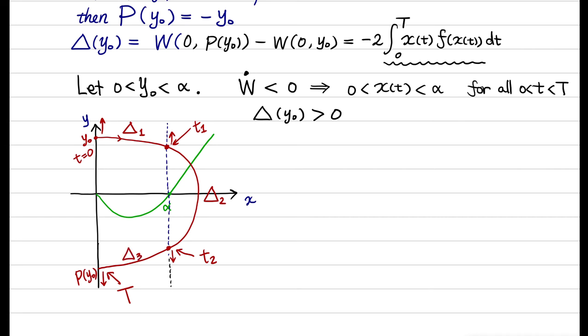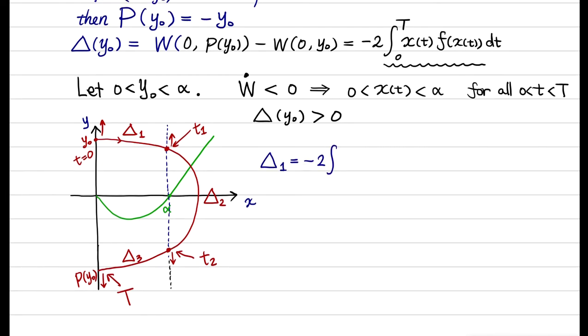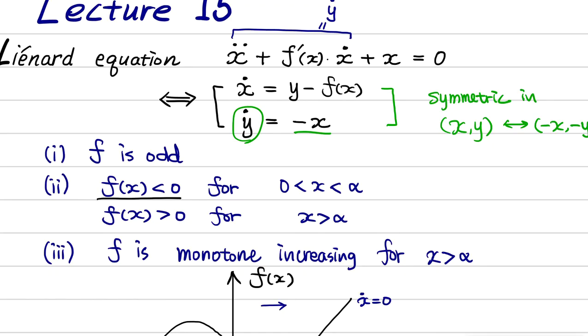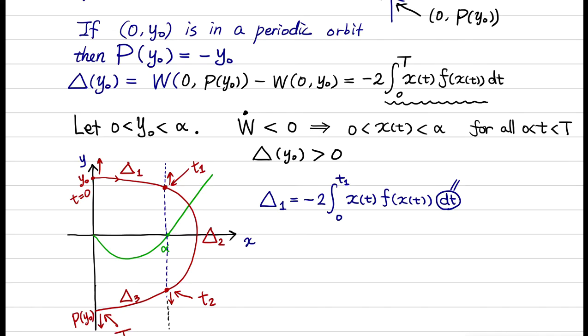So let's write separately those deltas. First, delta 1 is the integration of, again, the same thing, x of t times f of x of t from 0 to t1. And here we will use this Lyapunov equation to change the integration variable. So remember, x dot is equal to y minus f, y dot is equal to minus x. And here dt can be written as dx over x dot.